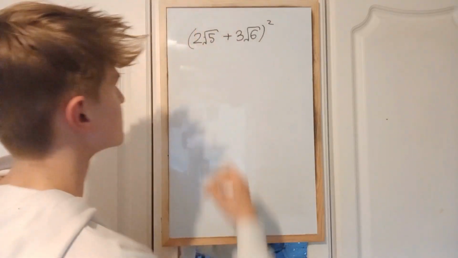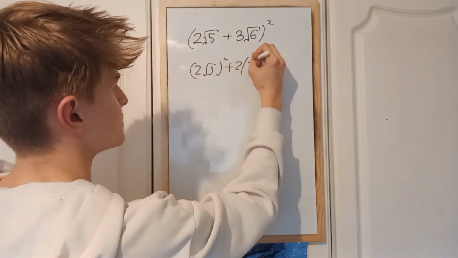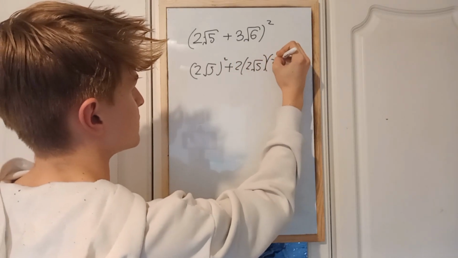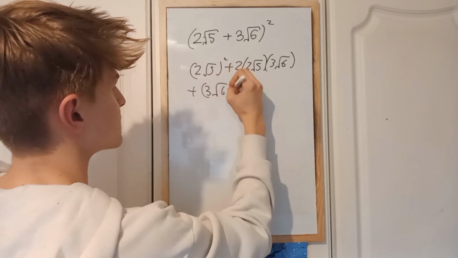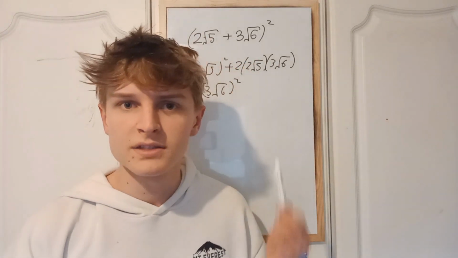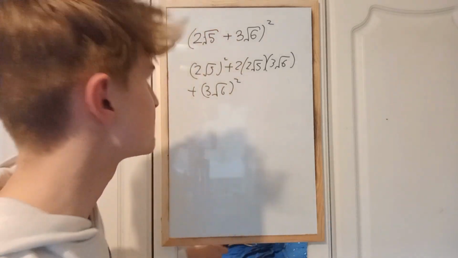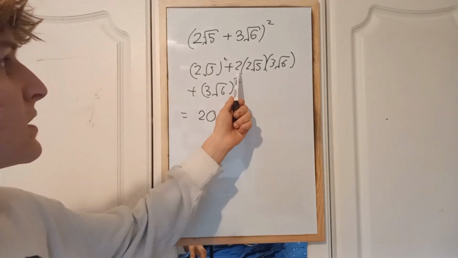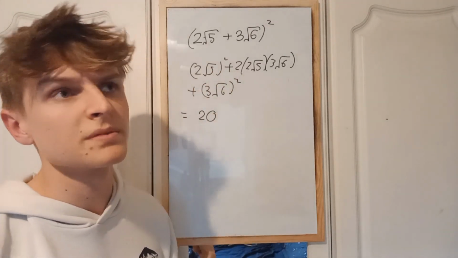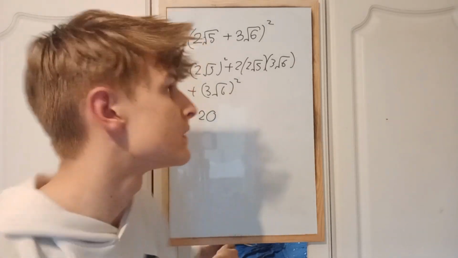So let's expand it. We're going to get 2 root 5 squared, plus 2 times 2 root 5 times 3 root 6, and then on the end we're going to get plus 3 root 6 all squared. Now, there are a lot of rules we can use here, so let's use them. 2 root 5 squared is 2 squared times root 5 squared, in other words 4 times 5, which is 20. That first bit is 20. Then 2 times 2 times 3 is 4 times 3, which is 12, and root 5 times root 6 is root 30. So we've got 12 root 30.